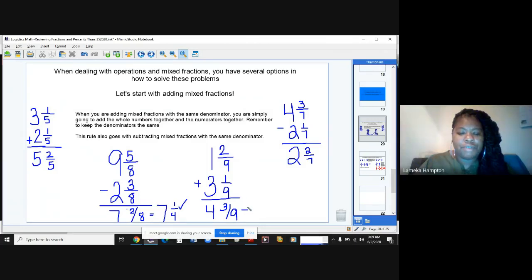So when I simplify 3/9, that's actually going to give me 1/3. So my final answer is actually going to be 4 1/3.